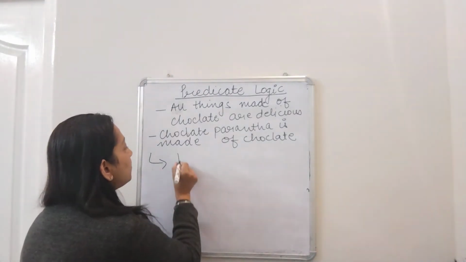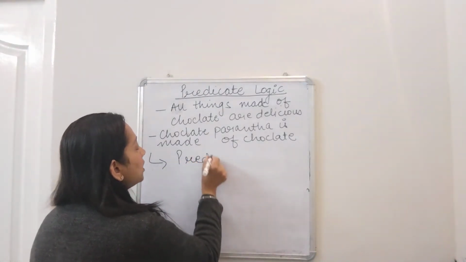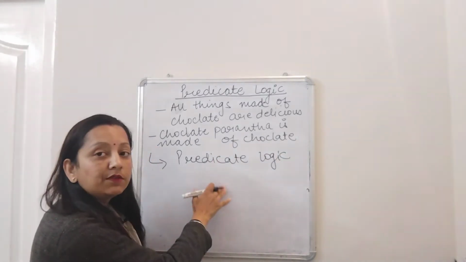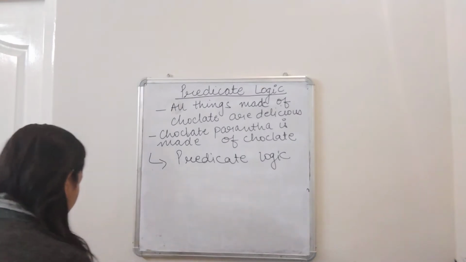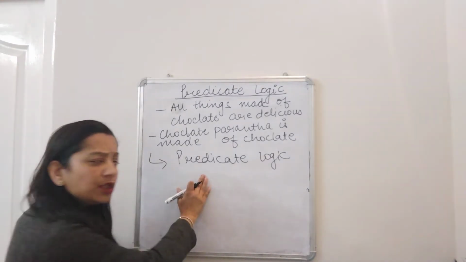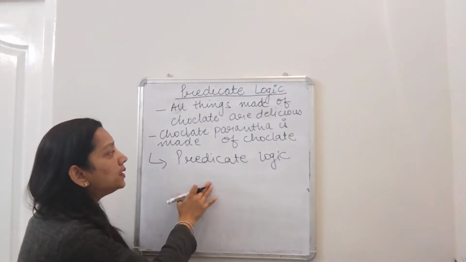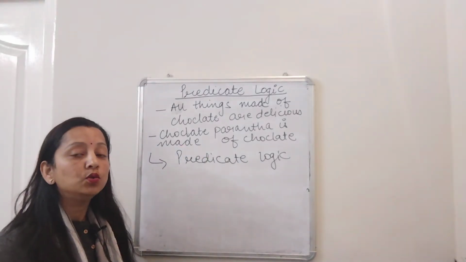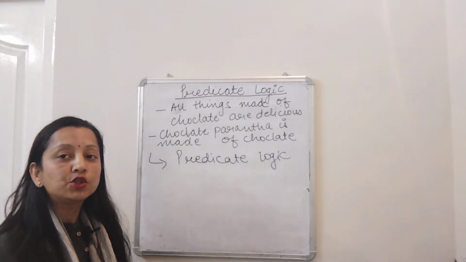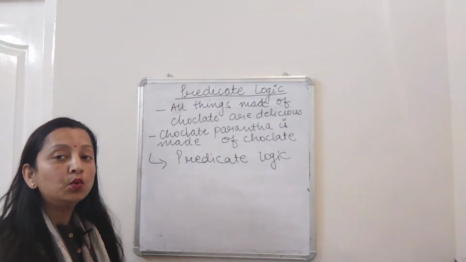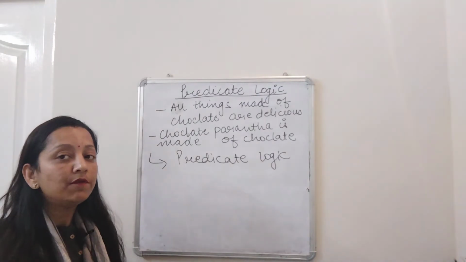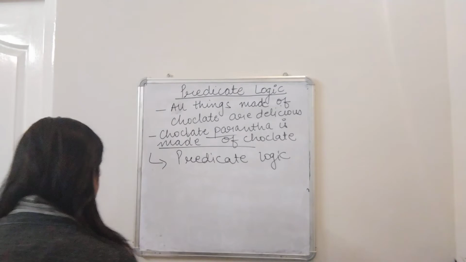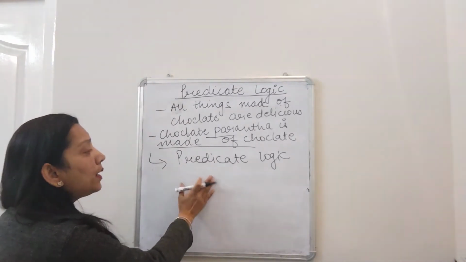So this is where predicate logic comes into existence. This is where we make use of predicate logic, because we know that obviously we cannot model this statement using propositions. In order to be a proposition, it needs to have a fixed truth value. Either it needs to be true completely or it needs to be false completely, which is not possible in this case.